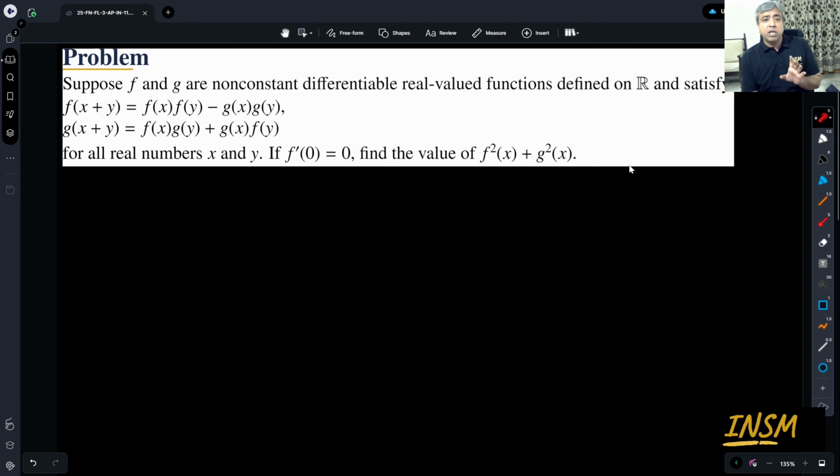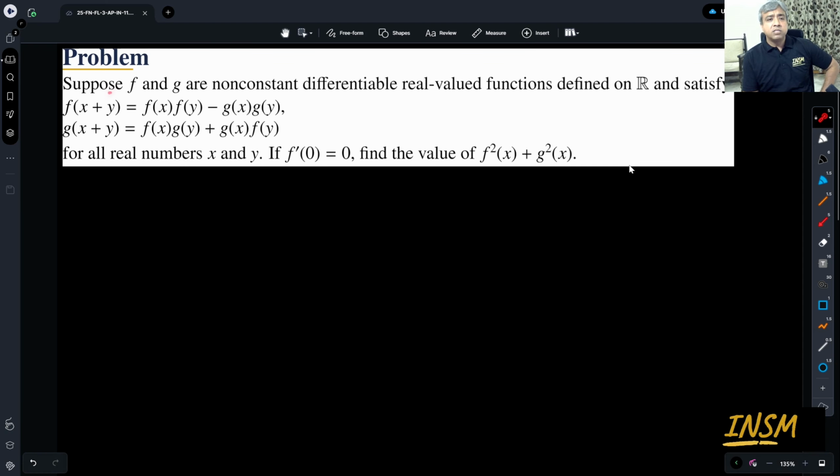Functional equations are a category of problem which require a lot of pattern recognition, some trial and error, and some practice to develop a knack for how to go about them. So let's see this particular problem.